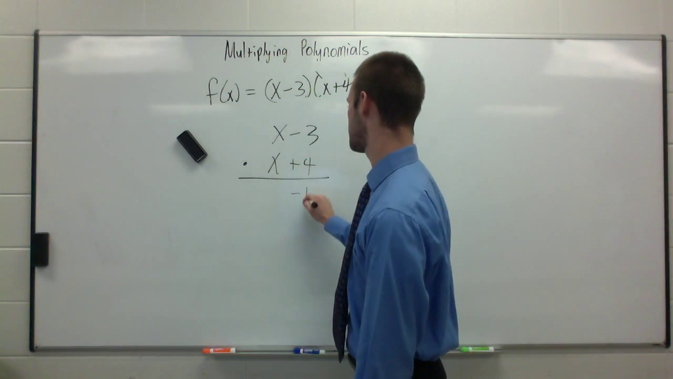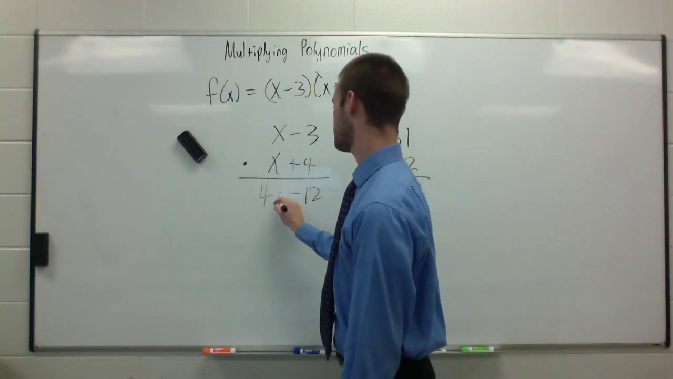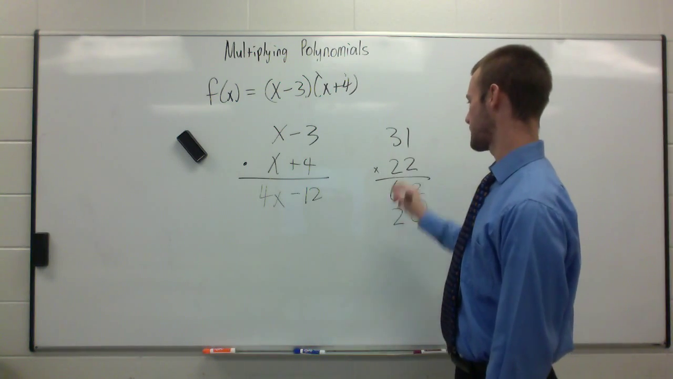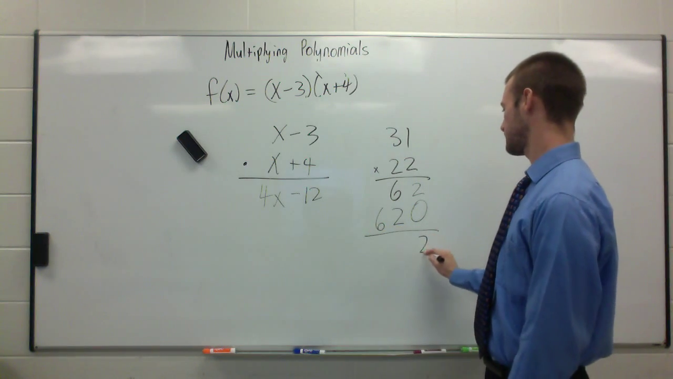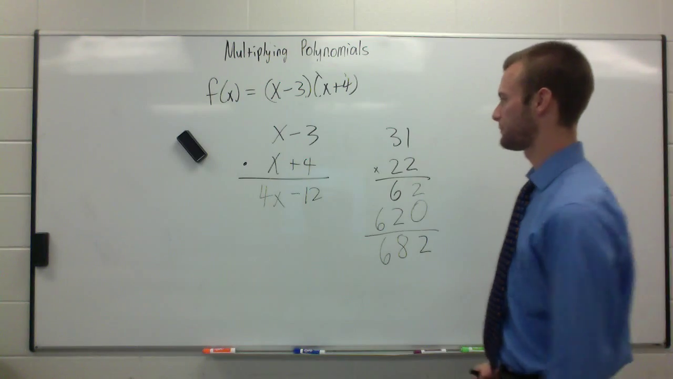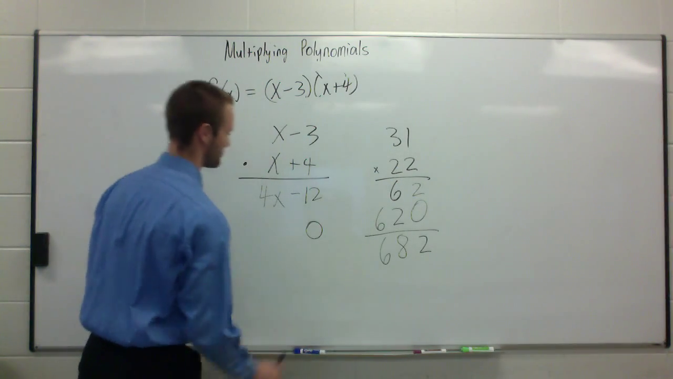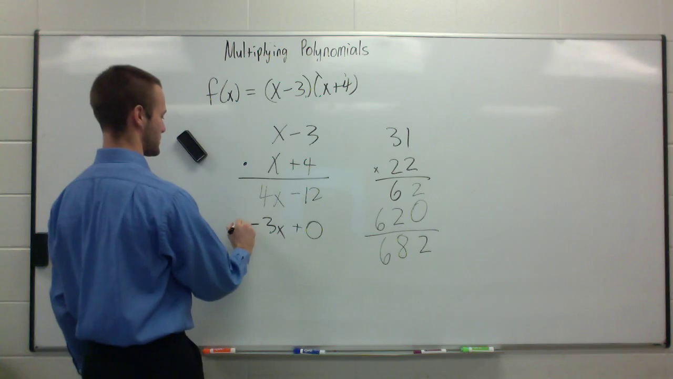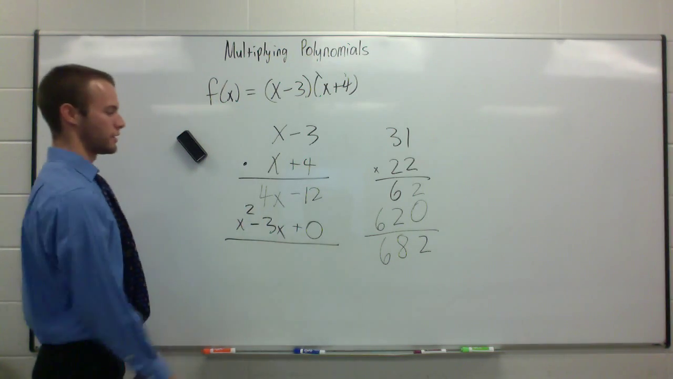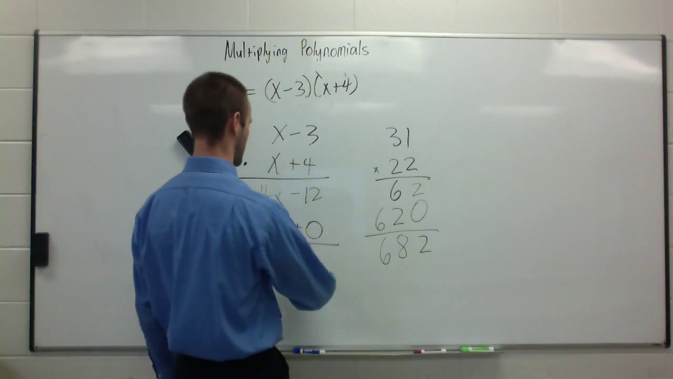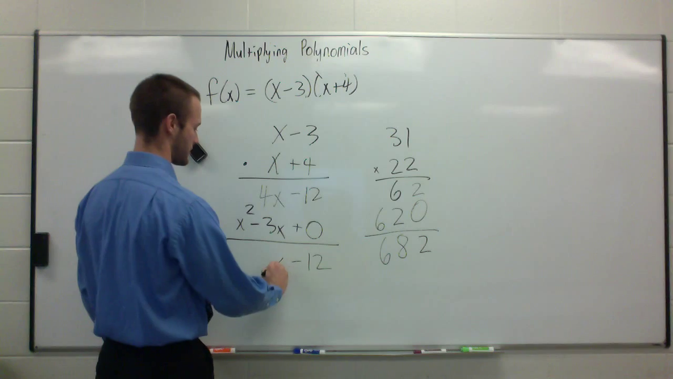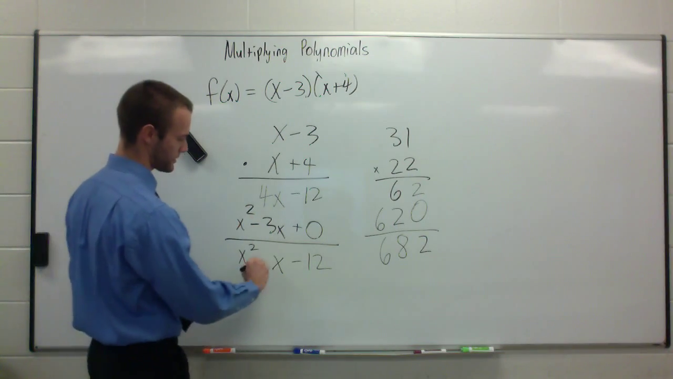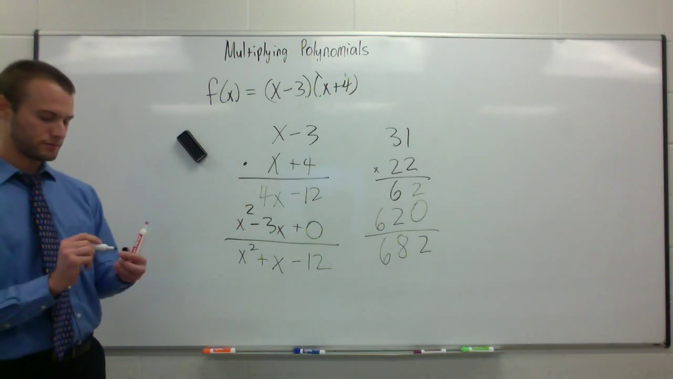4 times 3 is negative 12, and 4 times x is 4x. Then you leave a space down here where you put a 0. 2 times 1 is 2, 2 times 3 is 6. And you add straight down. 682. Same thing over here. I'm going to leave a space here. And then x times negative 3 is minus 3x. x times x is x squared. And I add down. Notice I left the space so that my like terms lined up. Negative 12 plus 0 is negative 12. 4x minus 3x is 1x. And then x squared just drops down. Now notice this is positive 4x minus 3x, so that's plus 1x. We get the same thing, right?